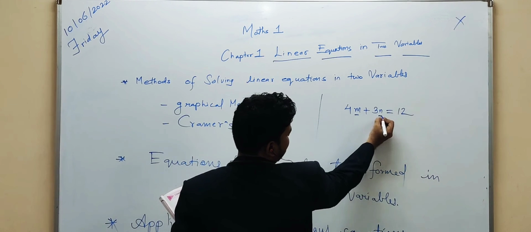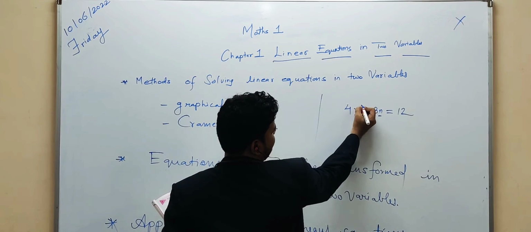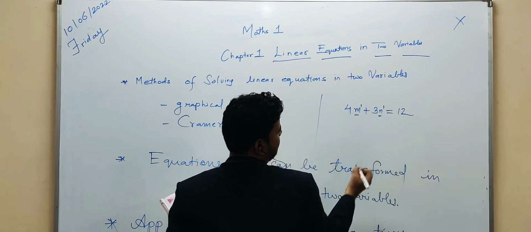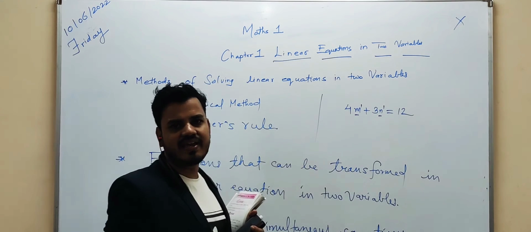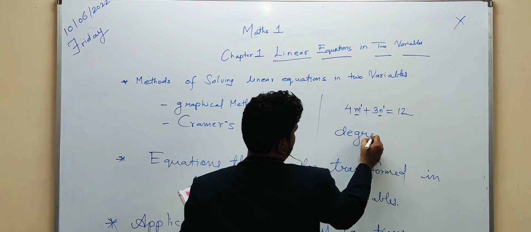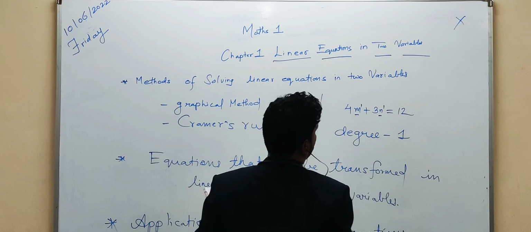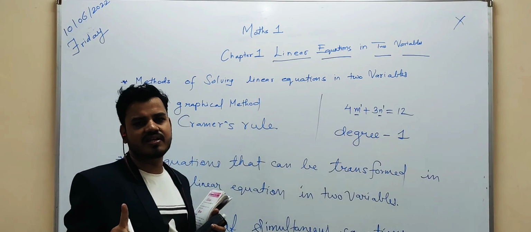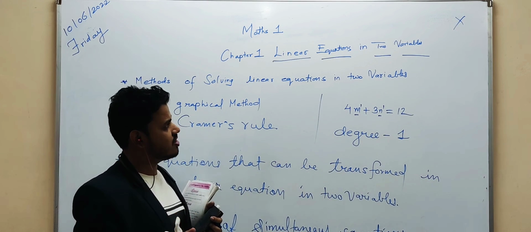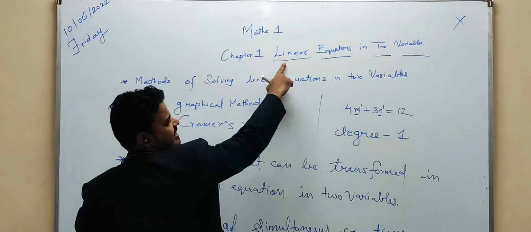So this is the variable, and linear means any equation which is having degree what? 1. Degree 1. An equation in which variables are having degree 1. That is the meaning of linear.